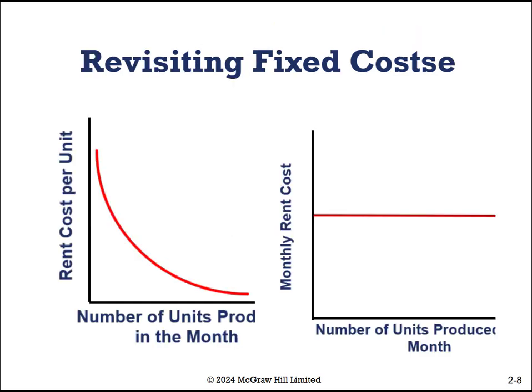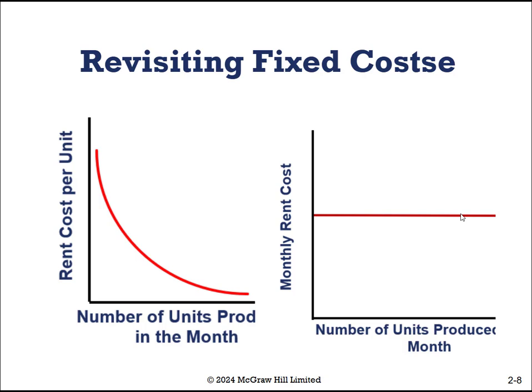So that was a revisiting of variable costs. When we revisit fixed costs, for example, monthly rent for a business is typically fixed. The monthly rental does not change based on the number of units made. The average fixed cost per unit decreases as more units are produced. However, within that relevant range, the monthly rent stays the same.